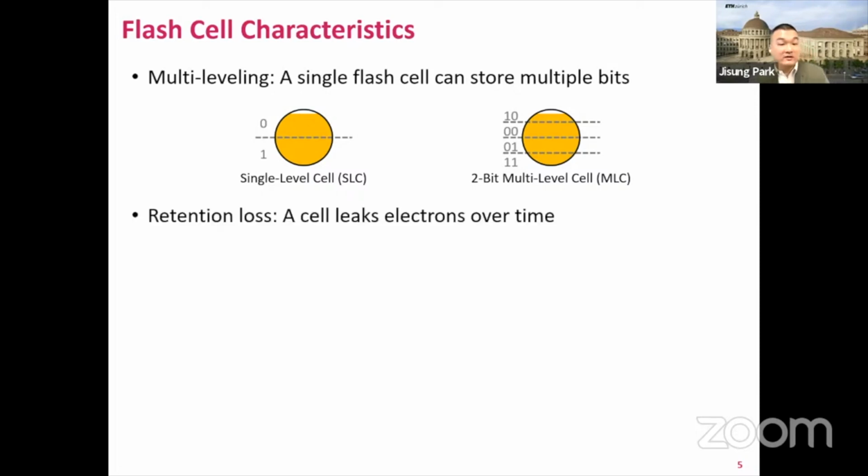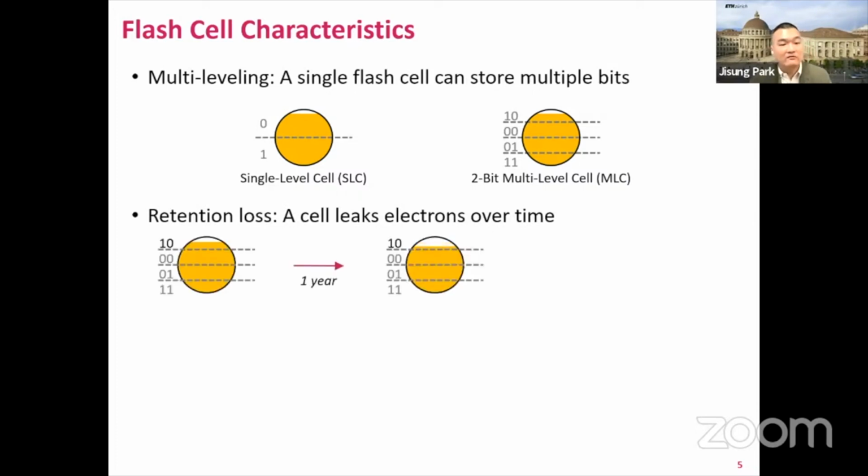And unfortunately, a flash cell leaks its electrons over time, which is commonly called retention loss. In this example, we can still read the correct data from a cell after 1 year retention time, 0, 1 here, because the cell's charge level is still higher than the reference voltage level, right? However, a very long retention time, 2 years in total in this example, can decrease the cell threshold voltage to be lower than the reference voltage level, which in turn introduces a retention error.